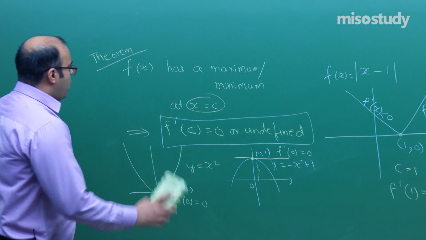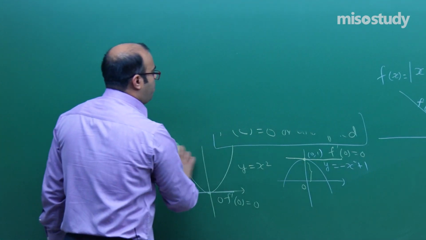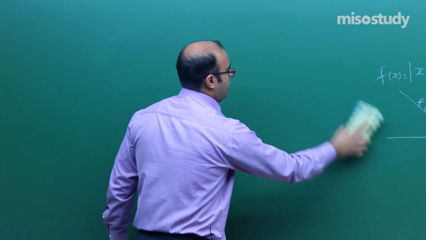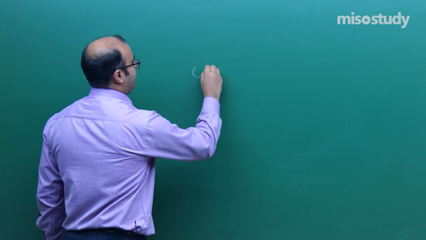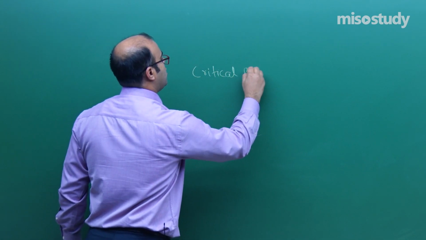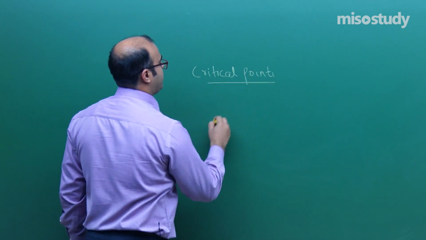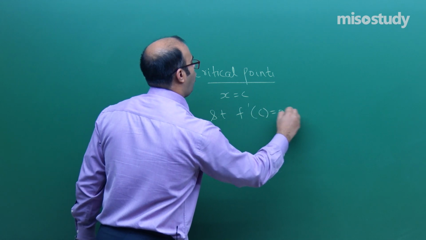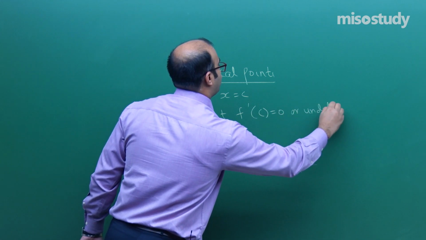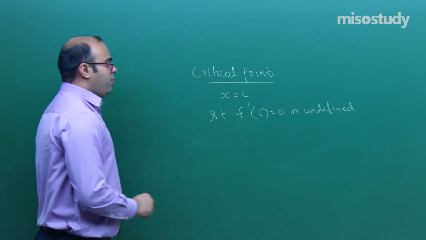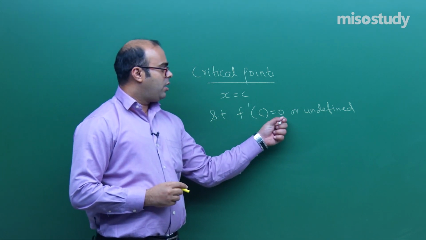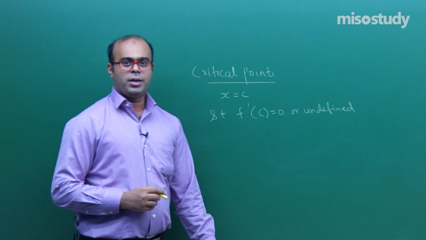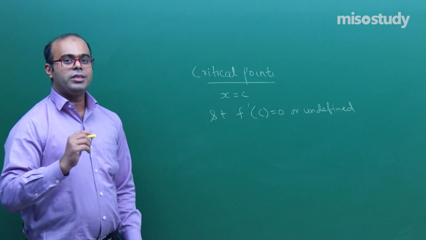Further, there is a term which is called critical points. Let us write here, critical points we are studying. Critical points are those points of abscissa x is equal to c such that f dash of c is equal to 0 or undefined. So, you can understand that if a function is given and its derivative comes out 0 or undefined at a particular point c, then we can say that point is a critical point.